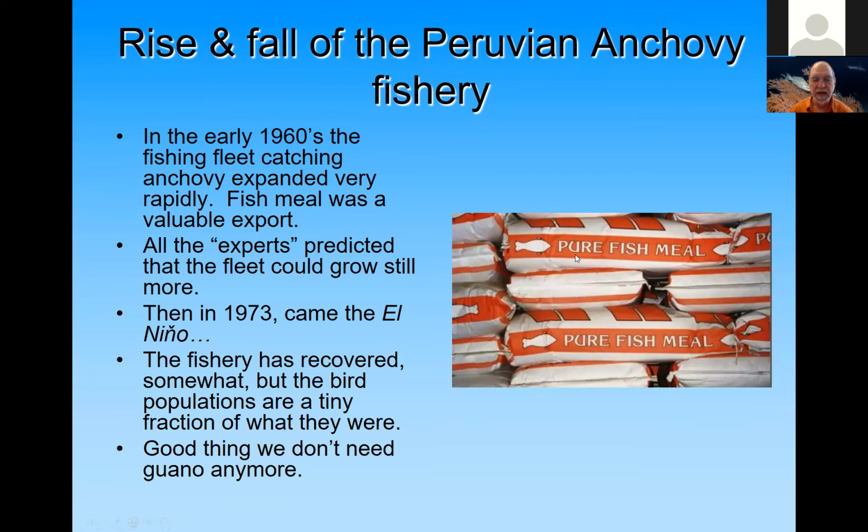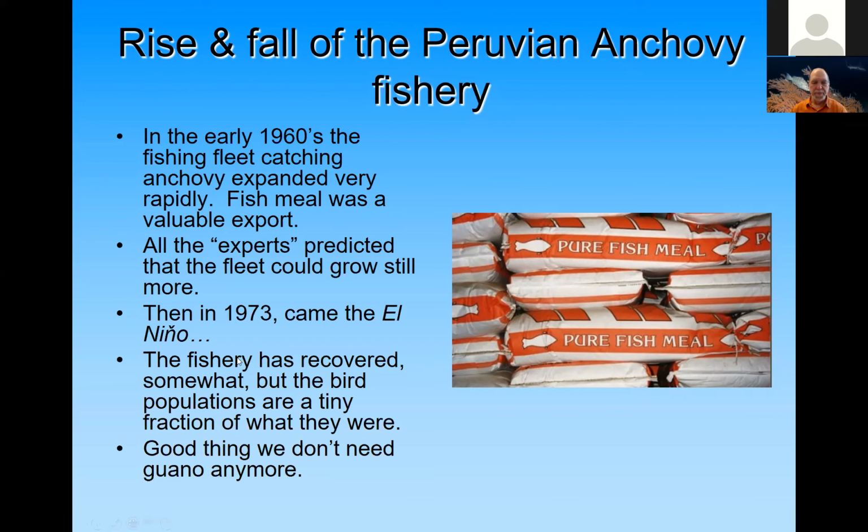Well, that all came to an end in 1973, when for the first time, with a heavily developed anchovy fleet fishery, the El Nino conditions returned. With the return of El Nino conditions, as we discussed previously, the upwelling of nutrients stopped. When the upwelling of nutrients stopped, the primary production by the phytoplankton, the zooplankton that feed on those, and the anchovy that fed on the zooplankton, crashed.